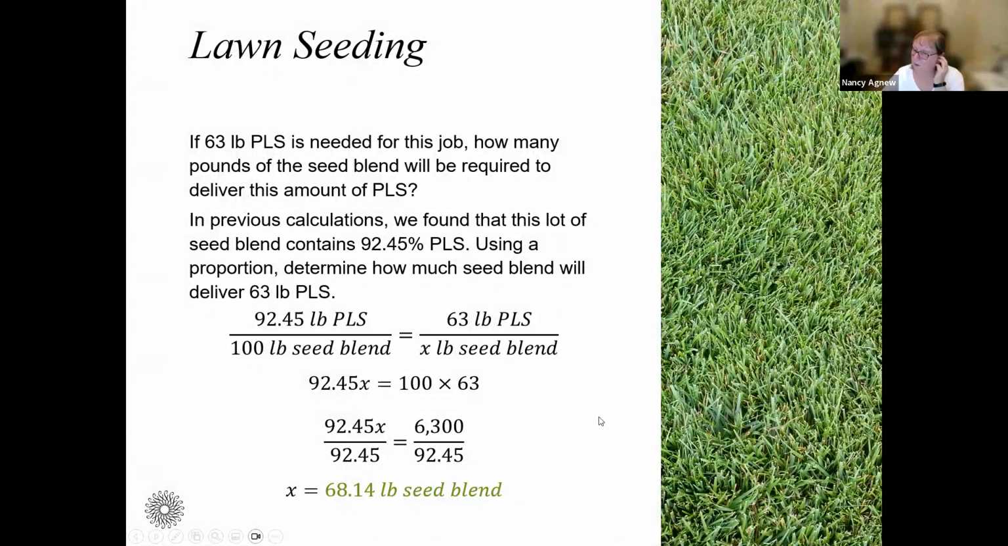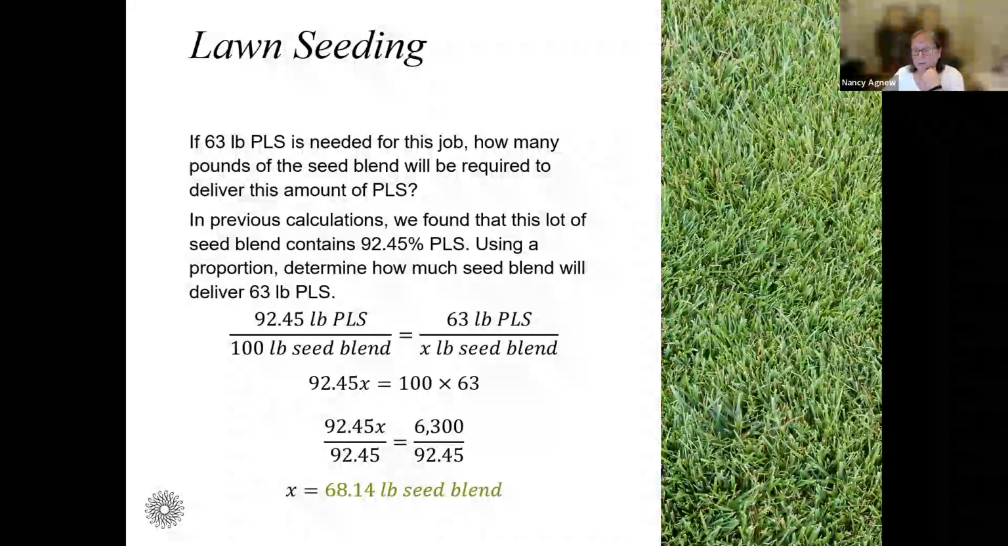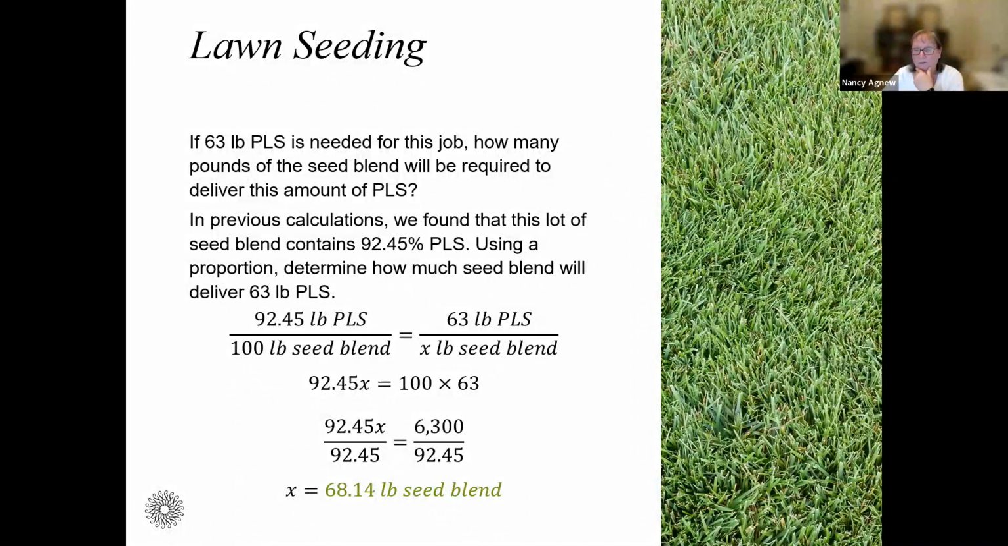Obviously we have to put a little more on because we're compensating for the fact that not every seed germinates. Only 92.45 seeds germinate in every 100 seeds.